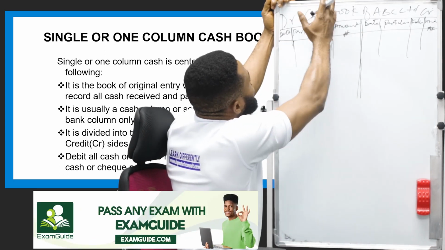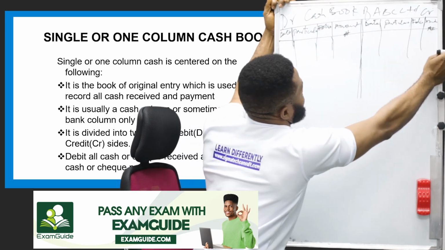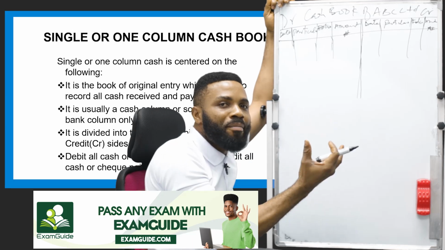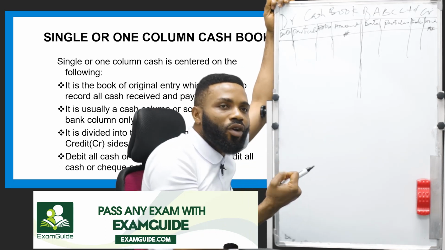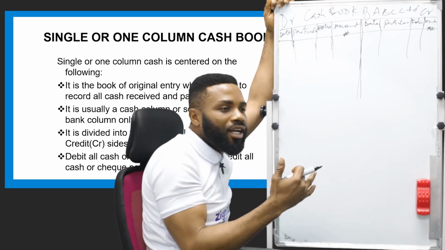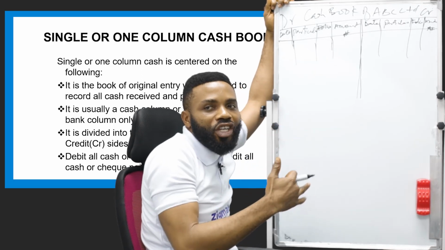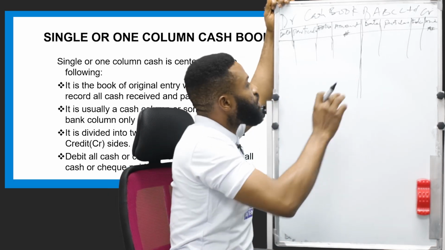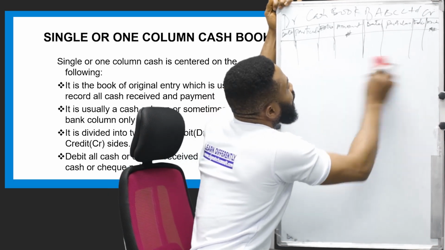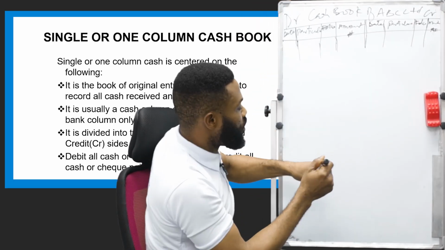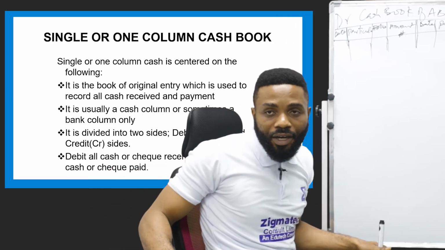Now, if this is the debit side and this is the credit side, every transaction that brings money into the business or the company will be debited. And then any transactions that take money or check from the business will be what? Credited. So that's all you need to know as an introduction of this topic. As we make progress, we make further explanation.